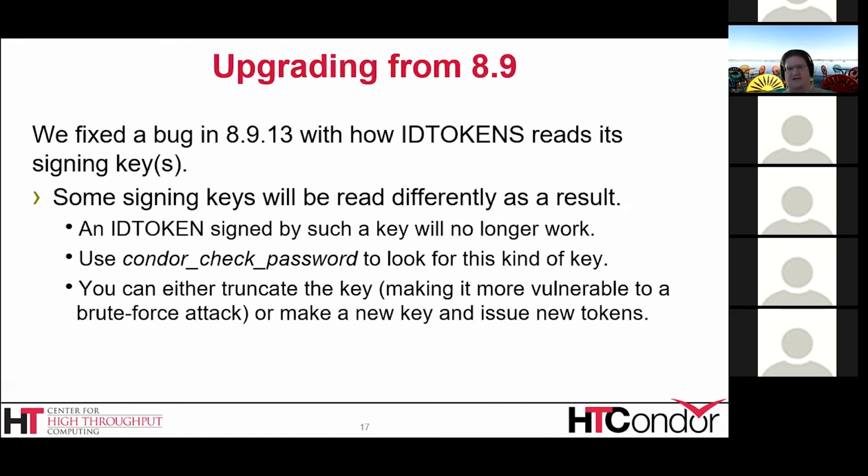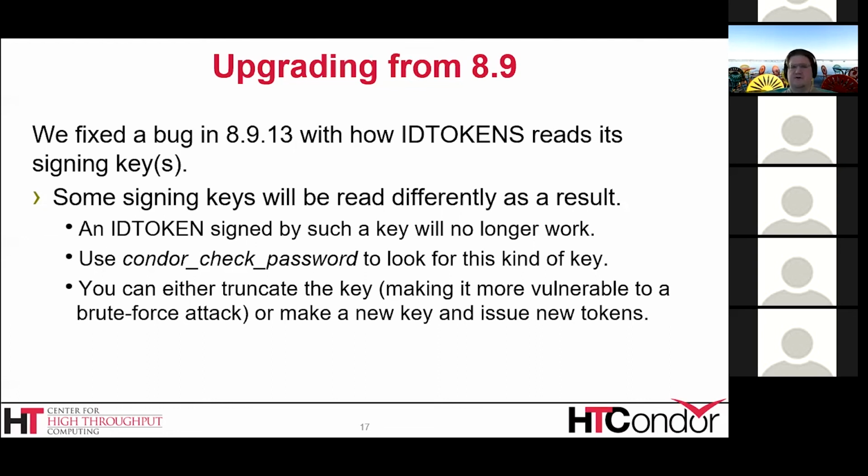If you're upgrading from 8.9, this really only applies if you were already using ID tokens. And if you already were using ID tokens, thank you. It was super helpful to us to have people trying that out in the development series. One of the results is that we found a bug with how the ID tokens method reads its signing keys. Those signing keys are how it verifies these ID tokens that are being presented to it, claiming to be proof that the other daemon has a particular authentication. The upshot is that some of the signing keys will be read differently as a result, and all of the ID tokens signed by such a key will no longer work in 9.0.